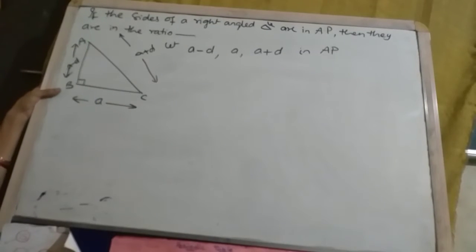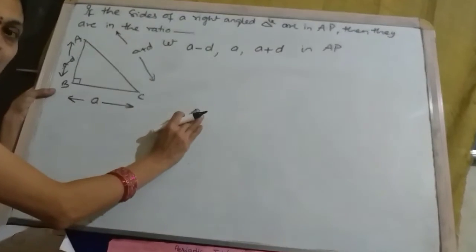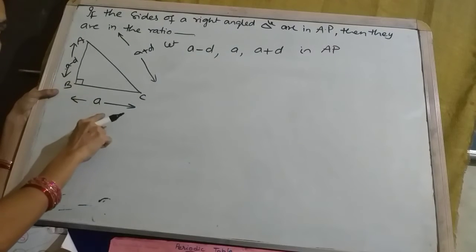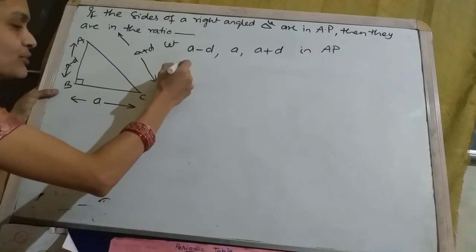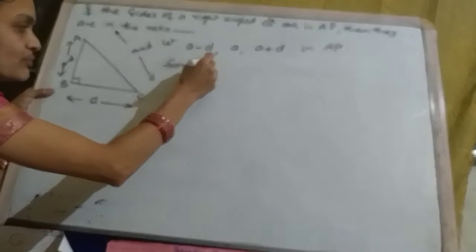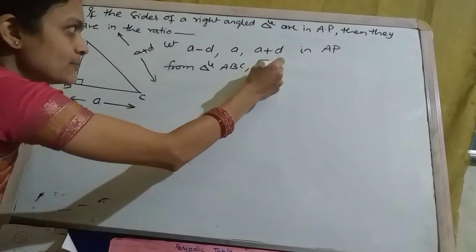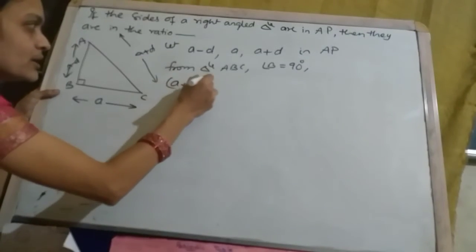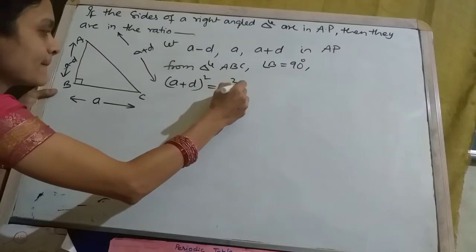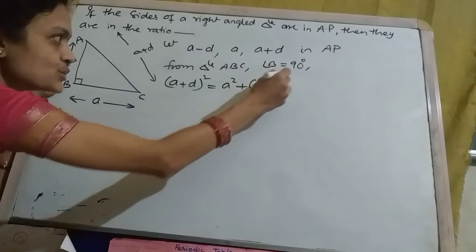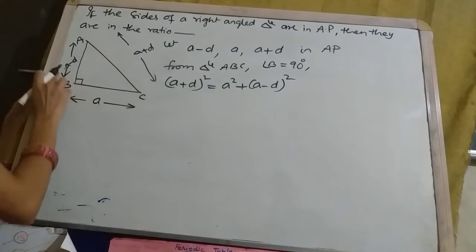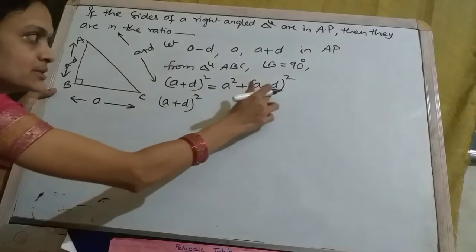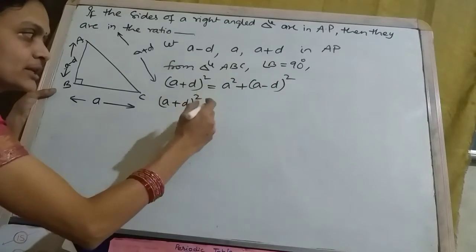So here this is a right angle triangle. You know the Pythagoras theorem. The square of the hypotenuse is equal to the sum of the squares of the remaining two sides. So using that, from triangle ABC, angle B is 90 degrees. Using the Pythagoras theorem, a plus d whole square equals a square plus a minus d whole square. The square of the hypotenuse is equal to the sum of the squares of the remaining two sides. So after that, a plus d whole square, this a minus d whole square, you take this side, what do you get?